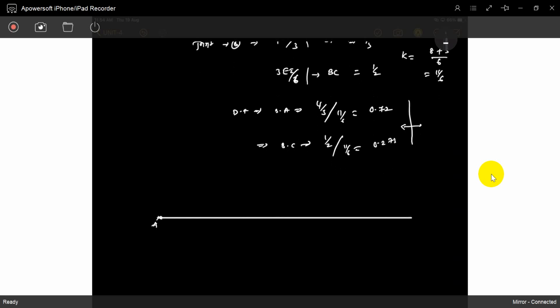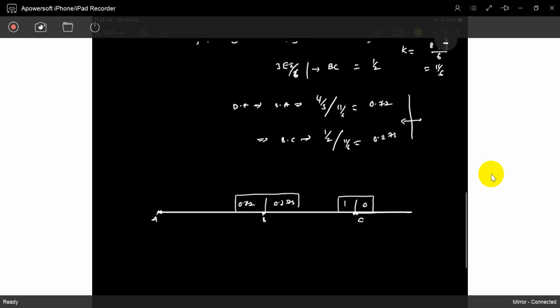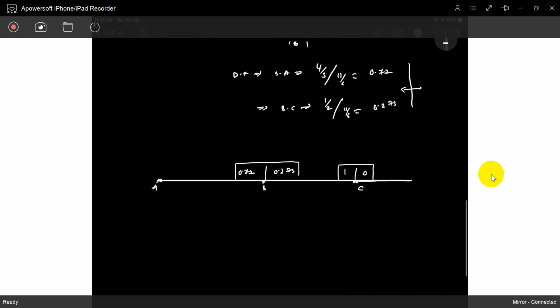So A, B and C. Distribution factor 0.72, 0.273. C is a free end, no need to write it. Because it's a free end, there is no distribution, so directly it's 1, it's 0. You can write it like this.